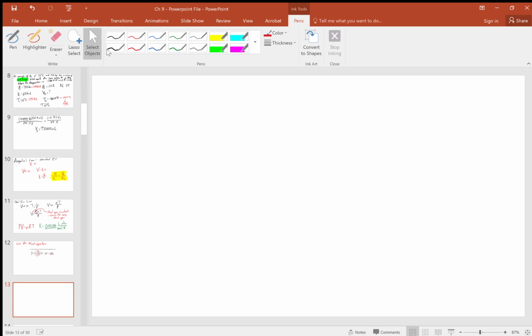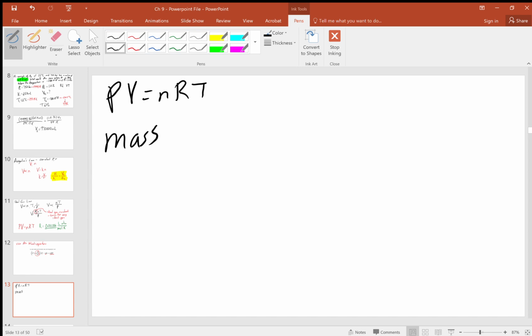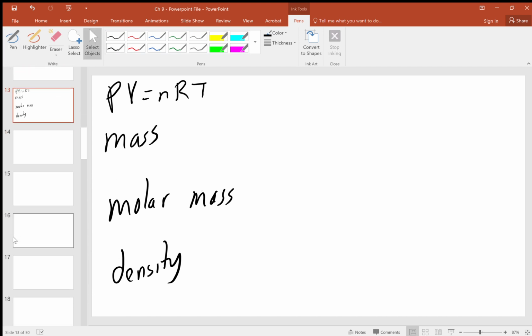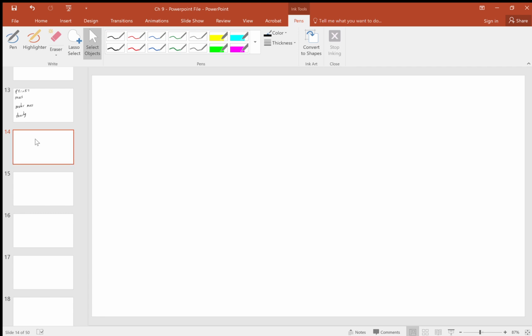So basically, you can take the ideal gas law, and if you know 3 of the 4 terms, because R is a constant, you can solve for the other one. But in addition to that, you could also use the ideal gas law to find the mass of a gas. You could use it to find the molar mass, or even the density. How would we do those? Well, the mass is probably the easiest. So let's start with that.